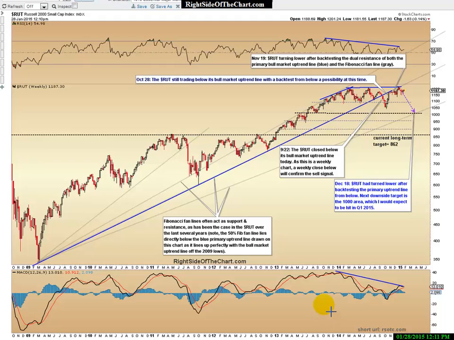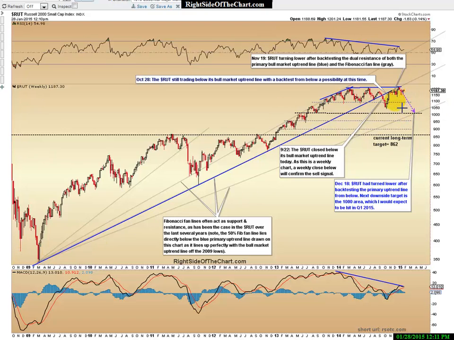Okay, so that was really the large caps, the two big indices, the S&P 500 and the tech-heavy Nasdaq 100. This is the Russell 2000 small cap index. This is a weekly chart going back to the 2009 lows. So this encompasses the entire bull market.